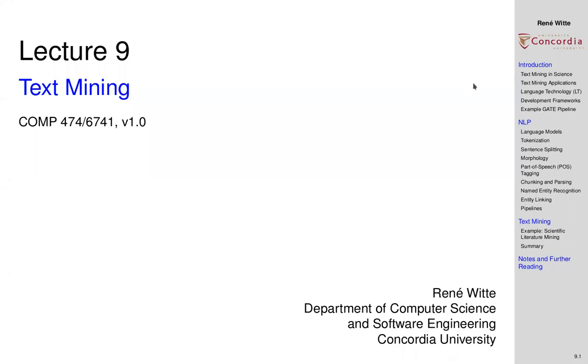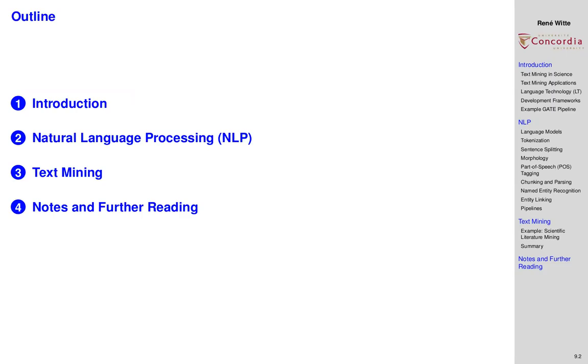Hello, everyone. Welcome back to another lecture on intelligent systems. This time, we are talking about text mining. More precisely, we'll talk about natural language processing, the foundations, various NLP steps, and how you implement them. And then we look at text mining as an example application of natural language processing.